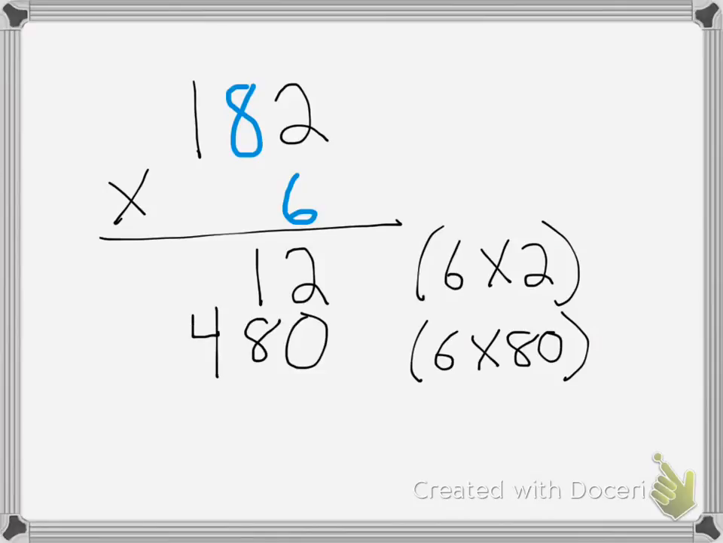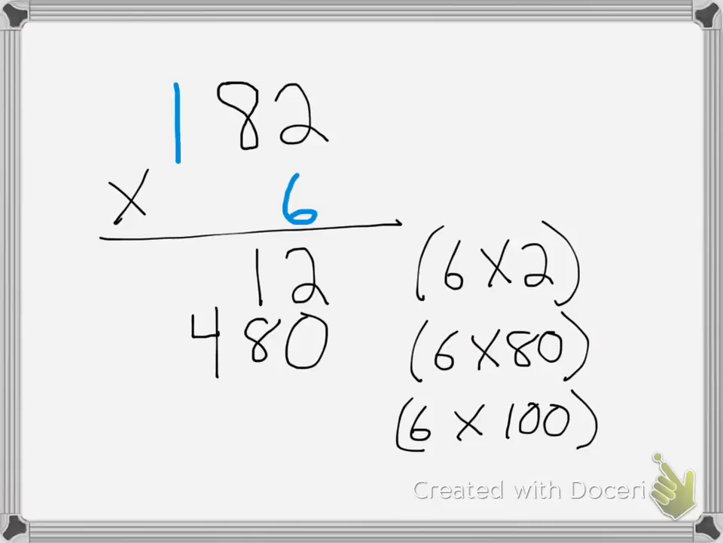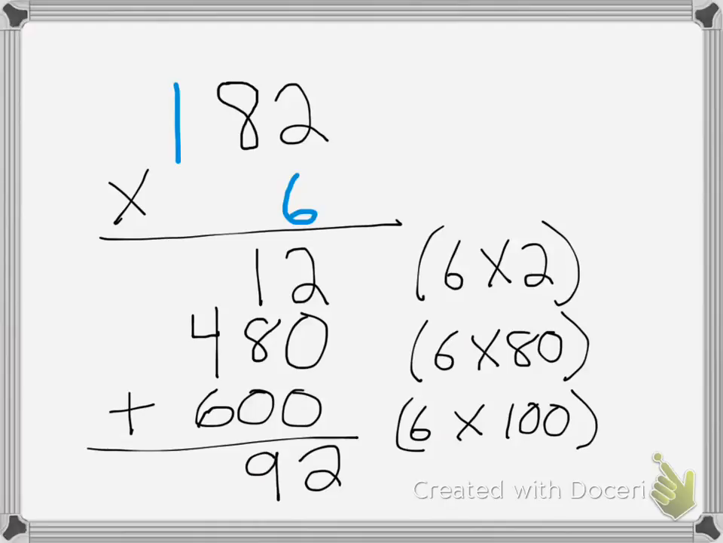And notice in both of these methods, I line up my place values very carefully. And lastly, we do the hundreds place. We multiply the hundreds place. 6 times 100. And the result of that is 600. Of course, you add the partial products. And we get the same result.